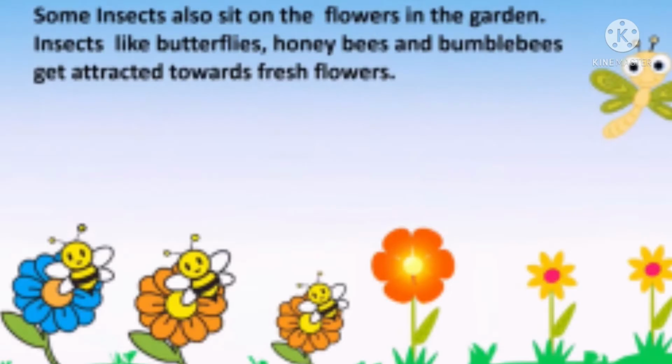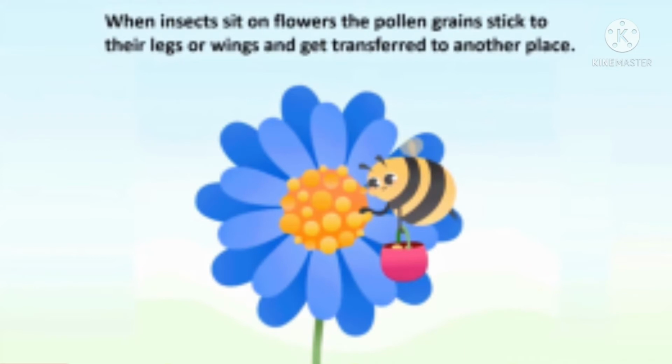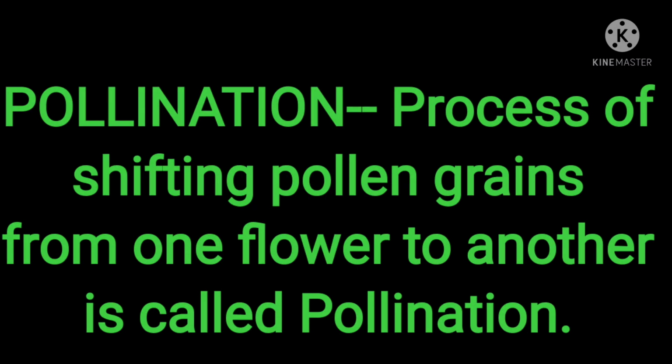Insects like butterflies, honeybees and bumblebees get attracted towards the fresh flowers. And when these insects visit a flower, they sit on the flowers and then the pollen grains, the small particles present in the flower, stick to their legs or the wings. And then it gets transferred from one flower to another, and this process of shifting of pollen grains from one flower to another is known as pollination. So what is pollination? The process of shifting or transferring the pollen grains from one flower to another.